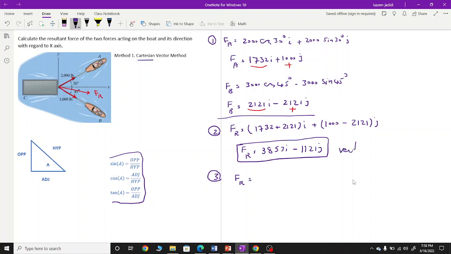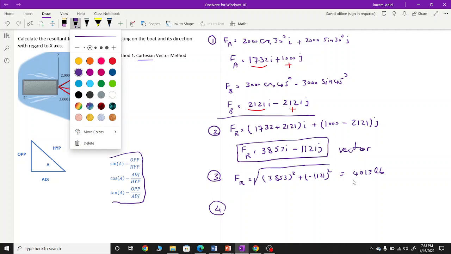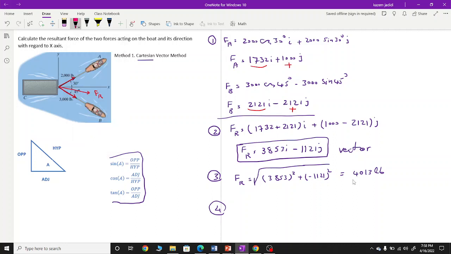And I can calculate the magnitude of this force. So this is a vector, but the magnitude of it is going to be a scalar, a number, and I can use the square root of squares: 3853 squared plus negative 1121 squared, and if you solve it, it's going to give us 4013 pounds.